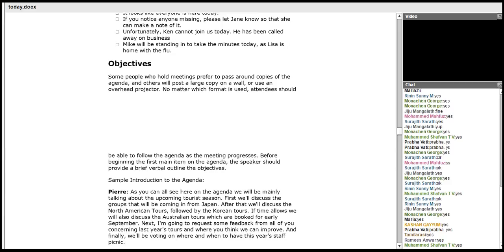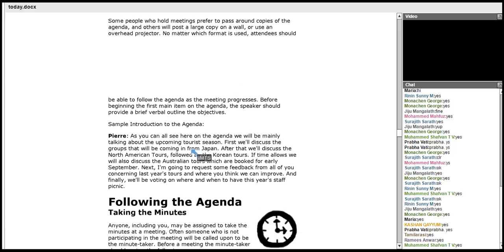Fine. Before beginning the first main item on the agenda, the speaker should provide a brief verbal outline of the objective. Now, a sample introduction to the agenda. Piri is giving that. So let's read that.